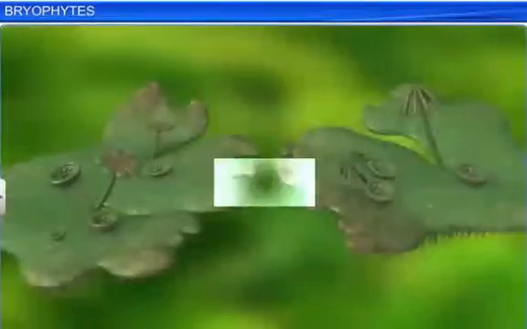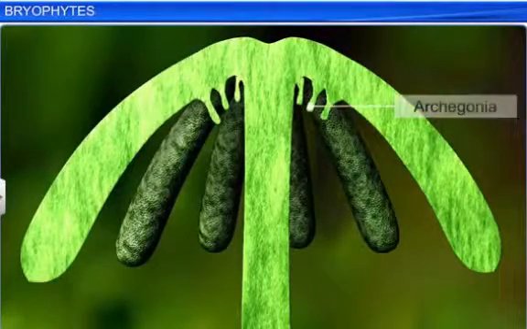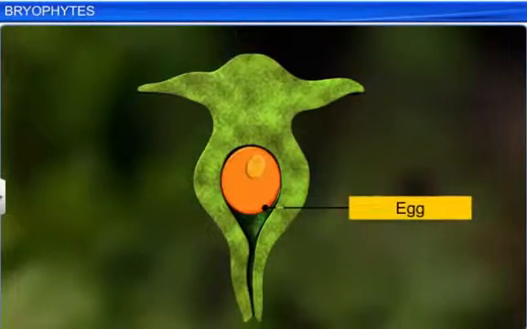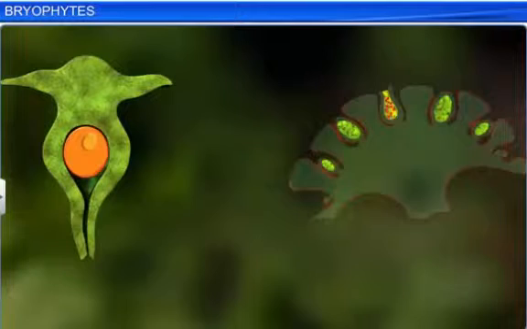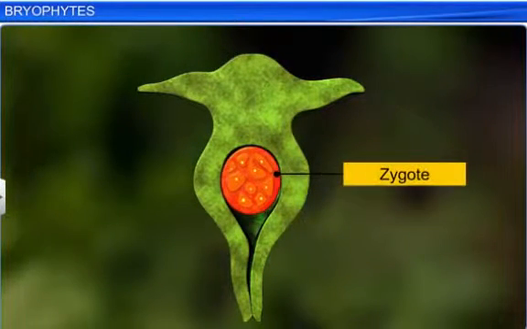The female sex organs, called the archegonia, are flask-shaped and each produces a single egg. During fertilization, the antheridium releases antherozoids in water where they come into contact with the mouth of the archegonium. One antherozoid fuses with the egg to form a zygote.